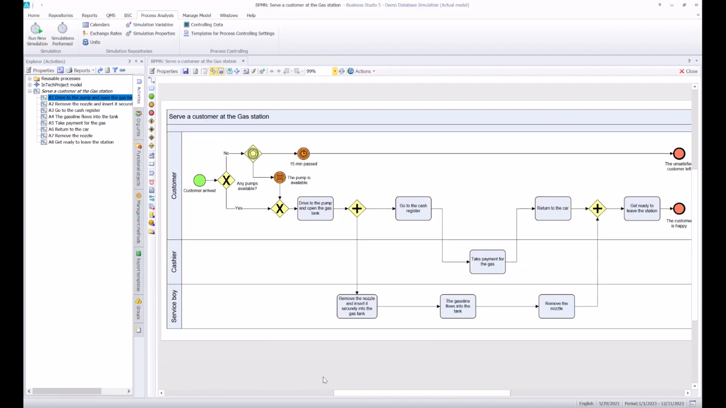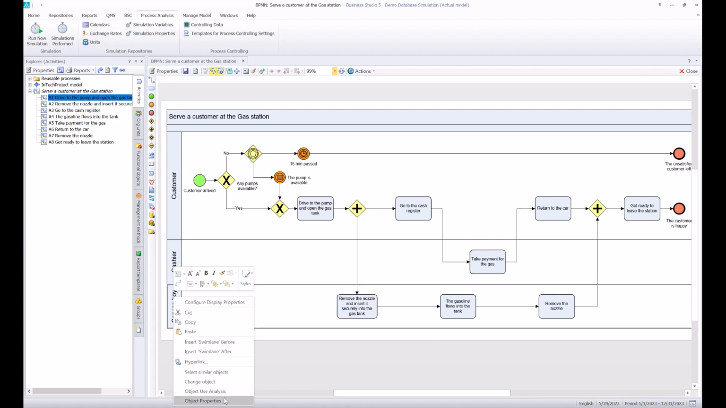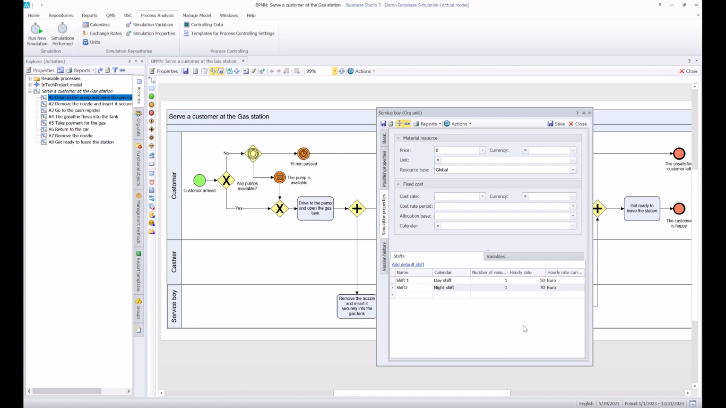Let's assume that you can serve your customers faster in case you hire a service boy. We modify our process model. Now, some process steps are performed by the service boy. He's a professional, and as a result, he does his steps faster than a regular customer. We need to hire 2 boys. Let's see if this modification is a success.